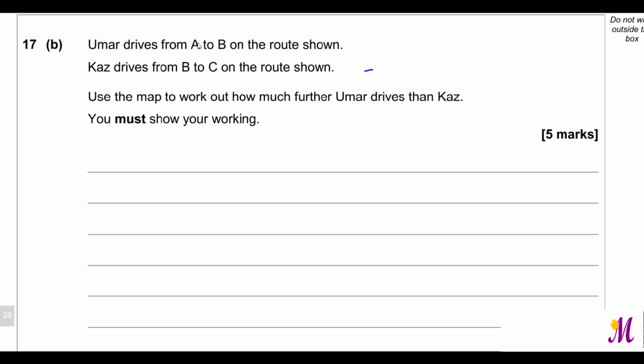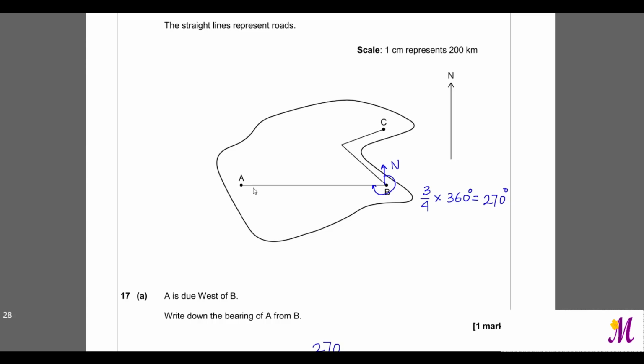The next question is still connected to the previous one. Here Uma drives from A to B on the road shown and Cass drives from B to C on the road shown. Use the map to work out how much further Uma drives than Cass, and you must show your working. Let's see the map. From the map we can see that the scale is 1 centimeter represents 200 kilometers, and we're comparing the driving from A to B with the driving from B to C. Please use your rulers, because I'm going to use my ruler here on the paper. I can't do it on the screen at the moment, I'm sorry. My measurement says A to B is 6.5 centimeters, and this line segment is 2.5 centimeters, and this one is 2 centimeters.